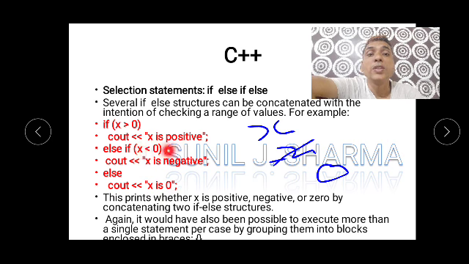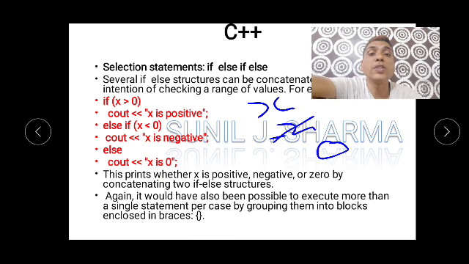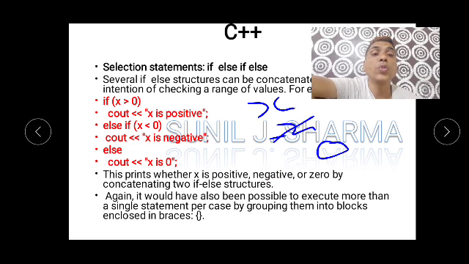0 is less than 0, not possible. But here, can you see x is 0? Yes. So the third statement will get executed. So I think this prints whether x is positive, negative or 0 by concatenating two if else structures.